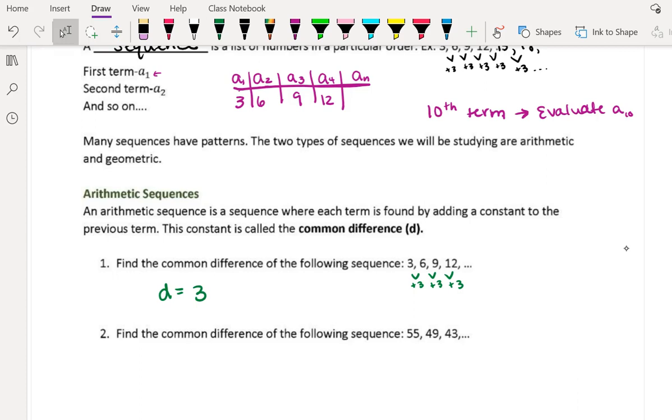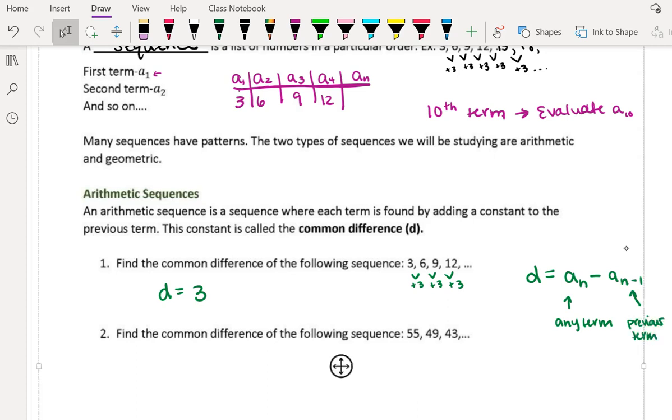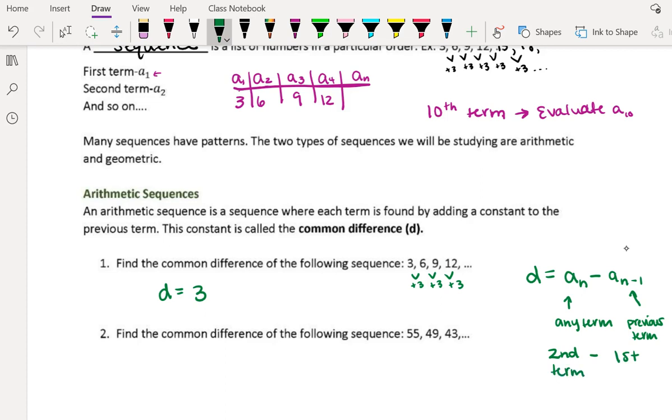We find the common difference. The common difference is equal to a sub n minus a sub n minus 1. And you're like, what on earth does that mean? Basically, it says take any term, and then minus its previous term. Or we can say, honestly, the easiest way is to do the second minus the first. The second term minus the first term. And that's going to give you your common difference.